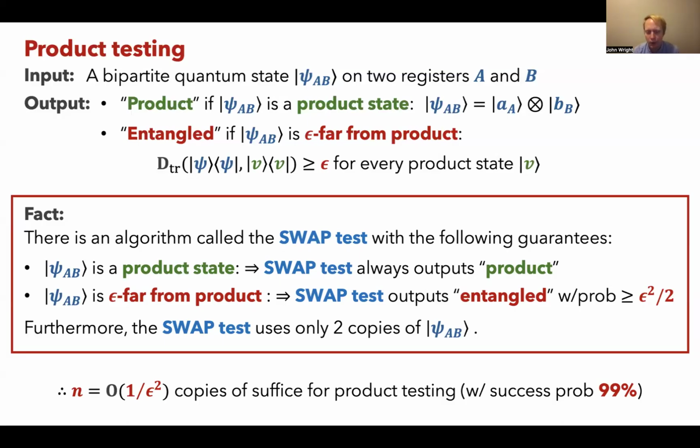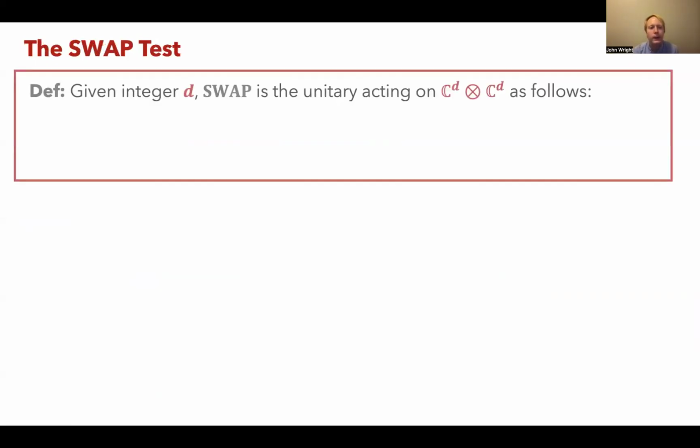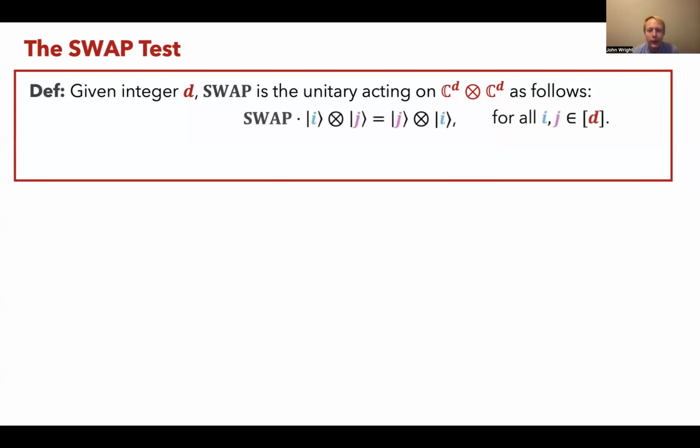So how does this product test work? Oh, sorry, how does the swap test work? It's based off of a unitary matrix called the swap unitary. And given an integer d, the swap unitary is the following unitary. It acts on 2 registers of d dimension each. And given 2 basis states, i tensor j, if I apply swap to them, it will output j tensor i. So it takes 2 states and it swaps them.